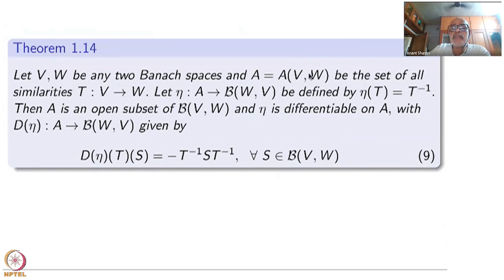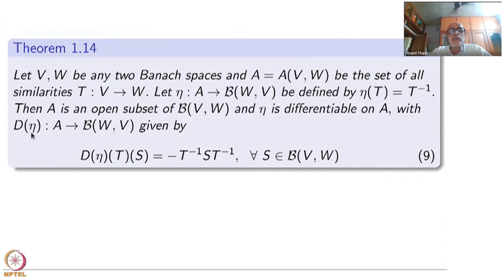So each element here is invertible, so I can take the inverse. Again, I am getting inside A(W, V). So this eta actually lands you from A to A(W, V). Okay, doesn't matter. So it is inside B(W, V), which is a Banach space. Okay, so then: A is an open subset of this B(V, W), and eta is differentiable on the entire A.